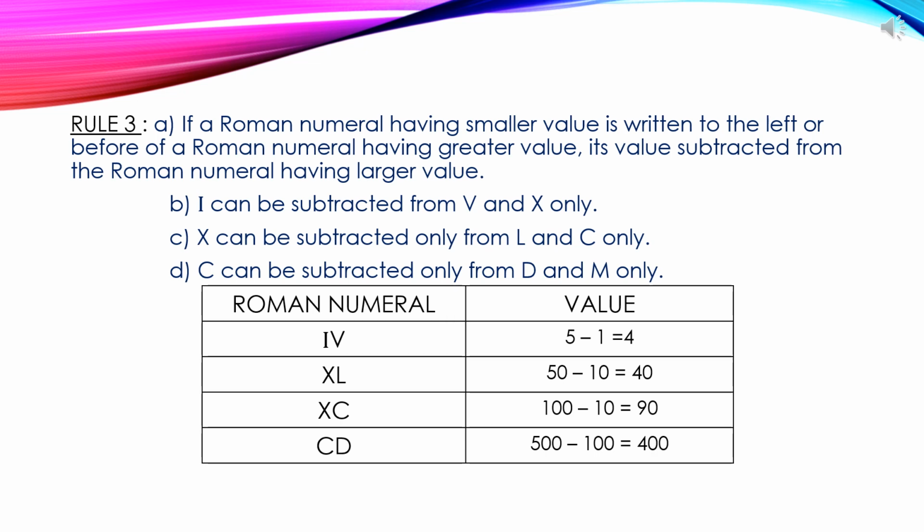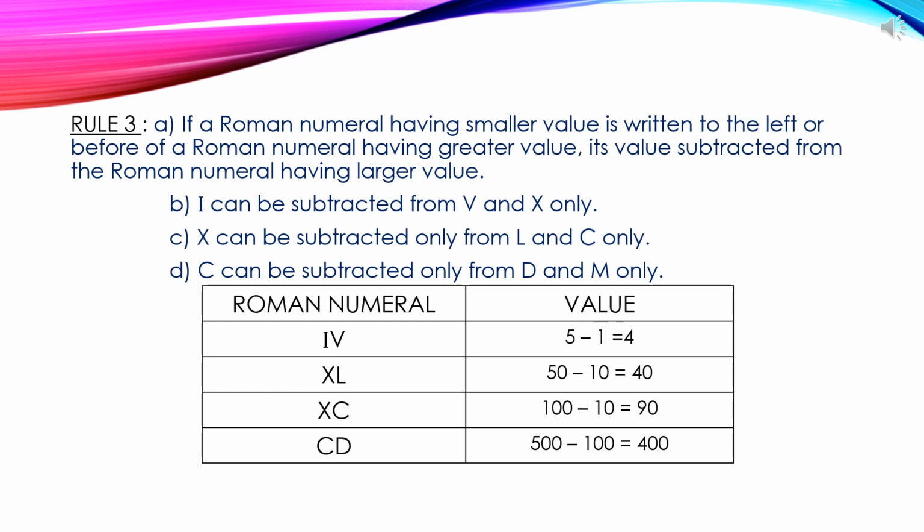Second, XL. X denotes 10 and L denotes 50. 10 is less than 50 and is written before L. So we have to subtract these two terms. 50 minus 10 is equal to 40. XC. Here X denotes 10 and C denotes 100. 10 is less than 100 and it is written before C. So we have to subtract, and we will get 100 minus 10 is equal to 90. In a similar manner, CD is equal to 500 minus 100 is equal to 400.